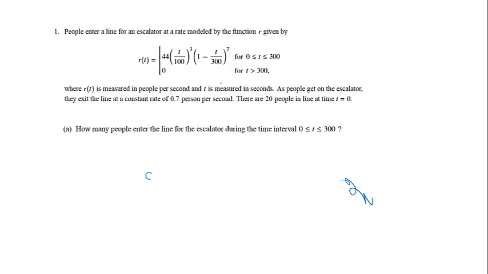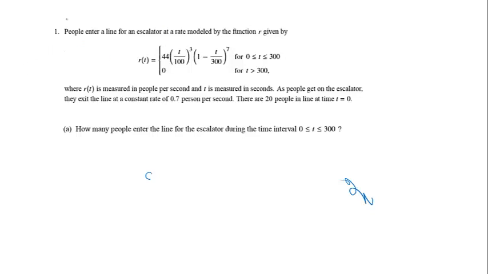All right, problem number 1 is a calculator-aided problem. Here we go. People enter a line for an escalator at a rate modeled by the function r given by the equation below, where r of t is measured in people per second and t is measured in seconds. As people get on the escalator, they exit the line at a constant rate of 0.7 persons per second. There are 20 people in the line at time t equals 0. Part A asks how many people enter the line for the escalator during the time interval 0 to 300.